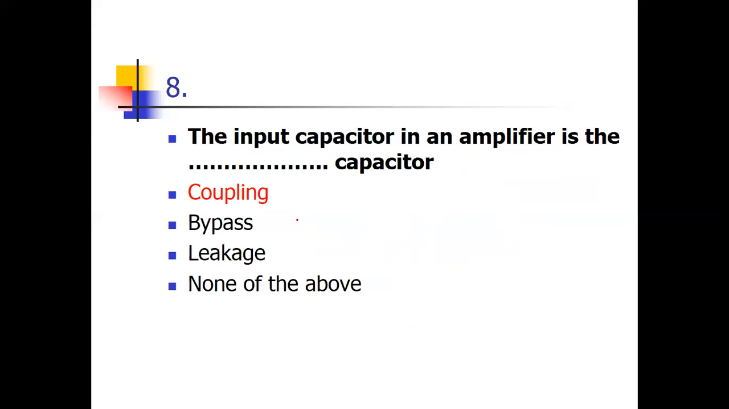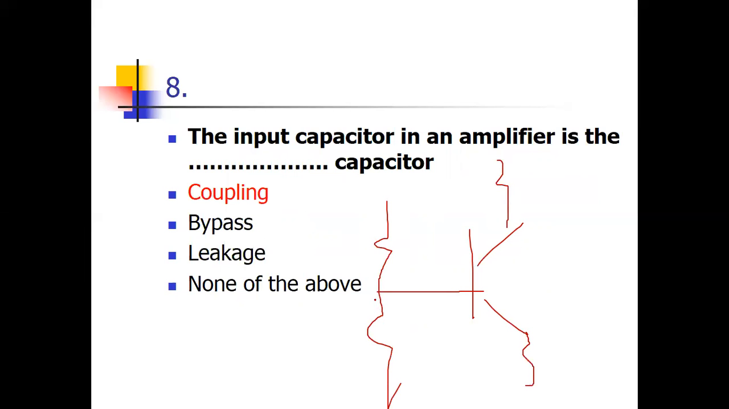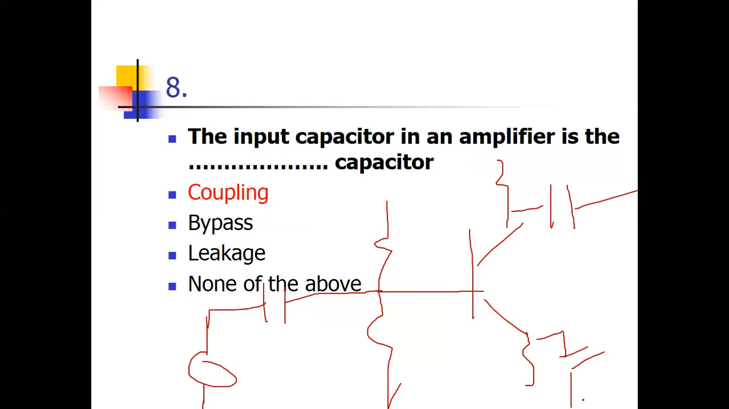Now, about the input capacitor of an amplifier, always remember this concept. I'm taking a general diagram. Suppose there is an AC input coupling capacitance, output coupling capacitance, and bypass capacitance. These are the three types of capacitance used. The capacitor connected to input is the input coupling capacitance. The capacitor connected to output is the output coupling capacitance. The capacitance connected to ground is the bypass capacitance. Apart from this, there is junction capacitance, which is different.